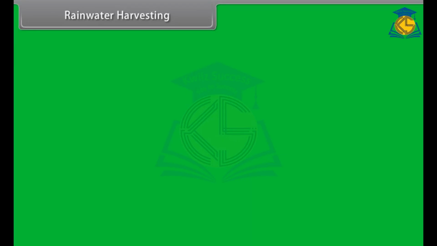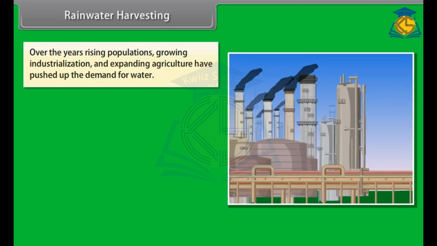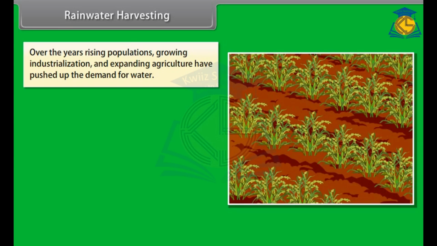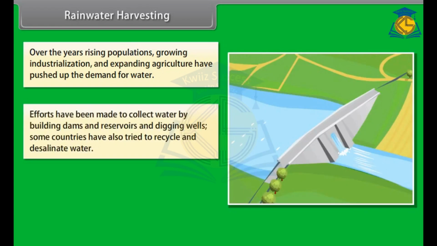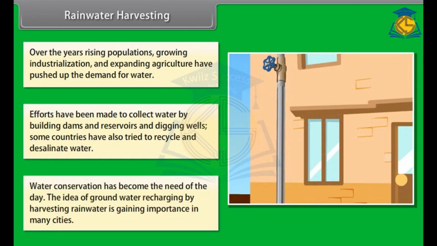Rainwater harvesting. Over the years, rising populations, growing industrialization, and expanding agriculture have pushed up the demand for water. Efforts have been made to collect water by building dams and reservoirs and digging wells. Some countries have also tried to recycle and desalinate water. Water conservation has become the need of the day.